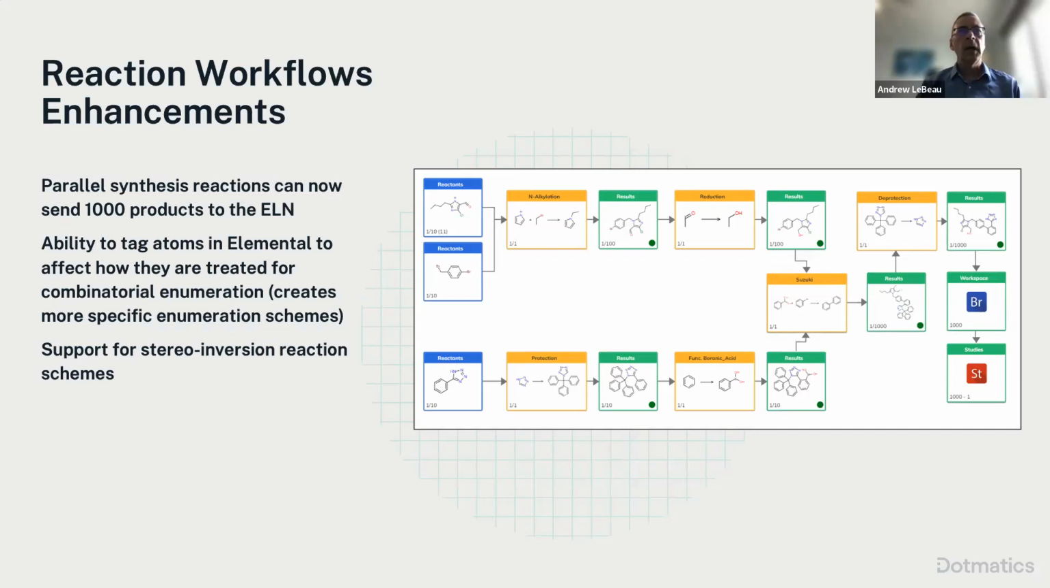The second enhancement I want to highlight is the ability to tag atoms and elements, so you can control how they are treated as part of a combinatorial enumeration scheme. And so you can now have more specificity over those enumeration schemes, so you can create them faster and without having to generate and then discard parts of the schemes. And thirdly is a continued enhancement for our support for enhanced stereochemistry. Our reaction workflows now support stereo inversion reaction schemes.